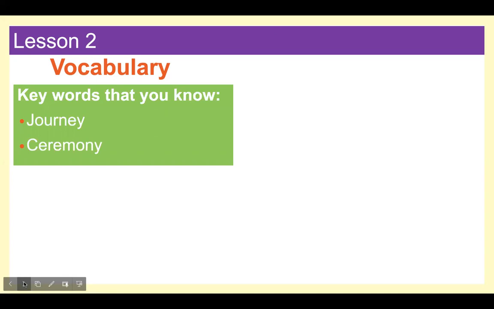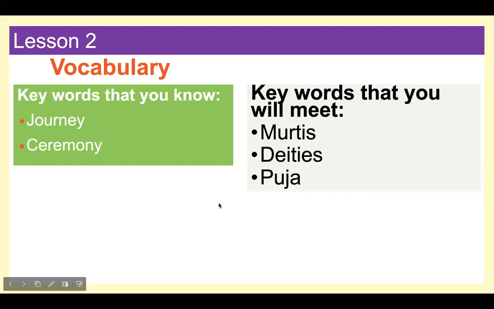Journey, good, well done. Ceremony, perfect, well done. And words we are going to be introduced to today, which we have already heard. So my turn, your turn. Murtis, deities, puja. Fantastic, well done, year four.